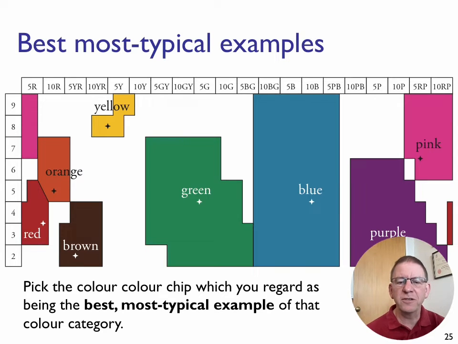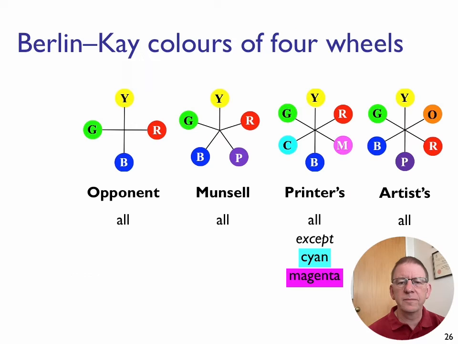So let's return to those colour wheels. Looking at the 4 colour wheels, we see that every single colour on every single colour wheel is a basic colour term in English. That is except for cyan and magenta on the printer's colour wheel. Why does that wheel have these peculiar colours, cyan and magenta?